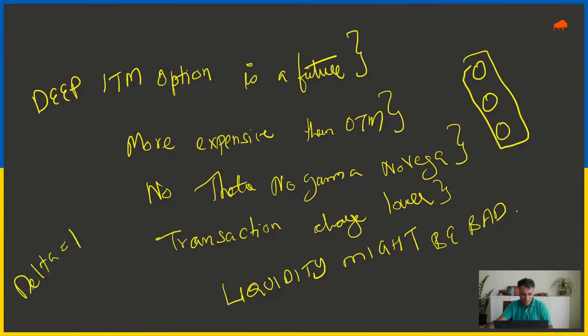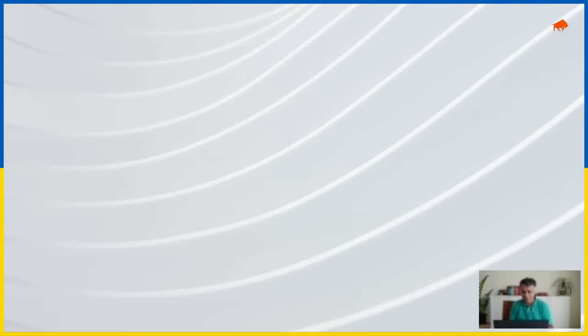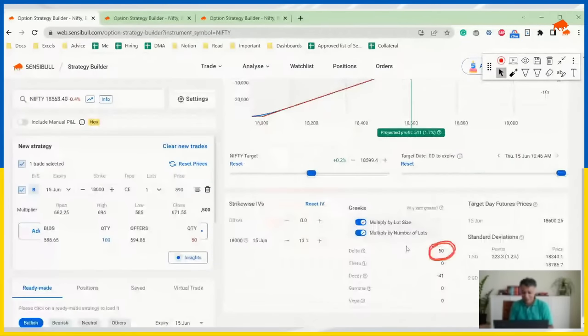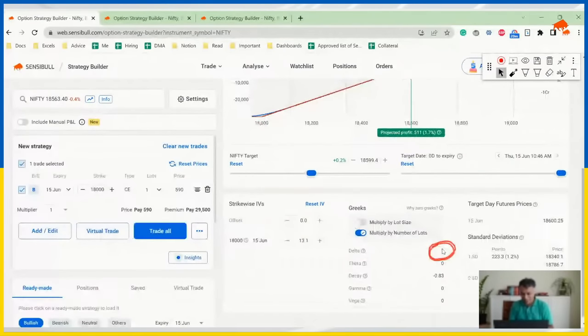I'll just show it in Builder again. A deep ITM option has a delta of 1, which multiplied by lot size is 50. So if I just turn off this number, I think I've already started a controversy here. If I don't multiply by lot size, you can see the delta is 1. Decay is happening because futures premium is eroding. That's a different story. Ignore the decay. But an ITM option has delta of 1, theta of 0, gamma of 0, vega of 0. I mean, that is the truth.